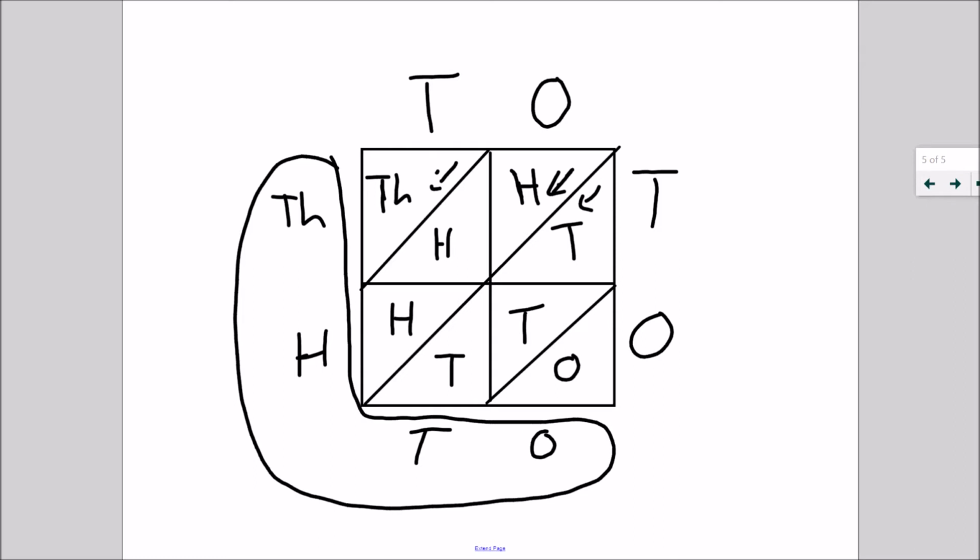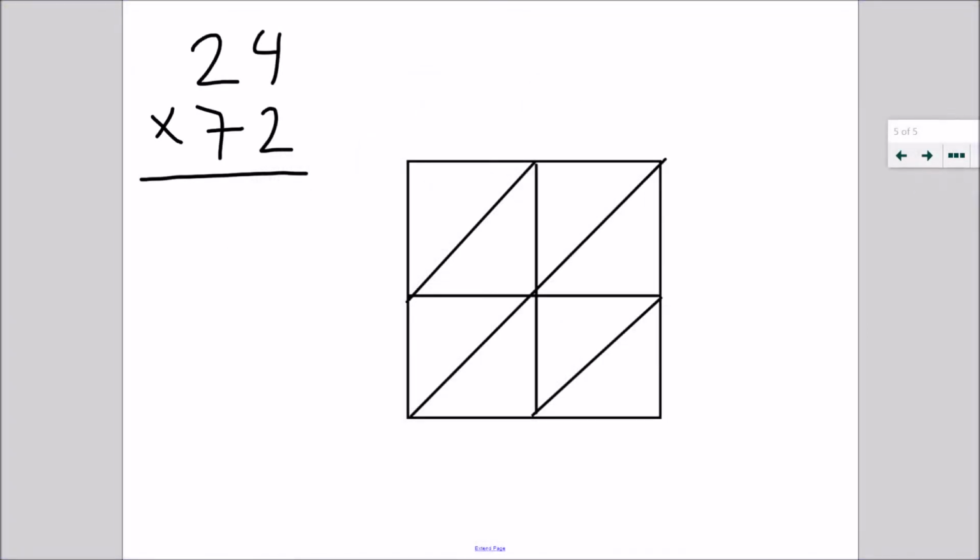Now that can look a little bit abstract. This was provided more for parents to understand what's happening than for students, because this feels really intuitive for a lot of students. Let's take a break here and look at it with some numbers instead of these letters. Alright, let's try the example problem 24 times 72.